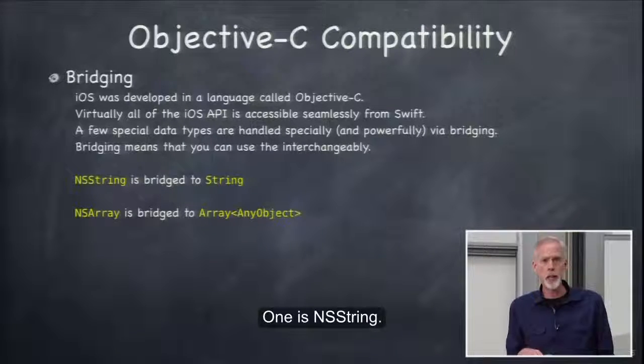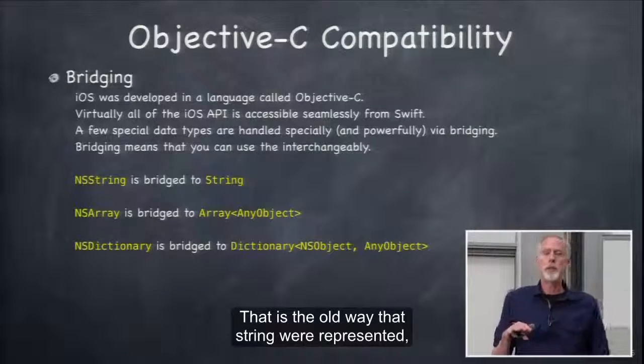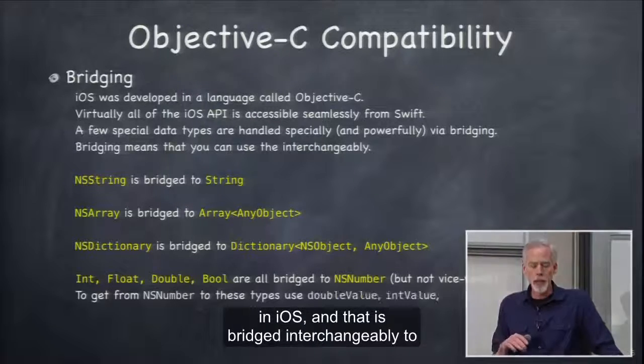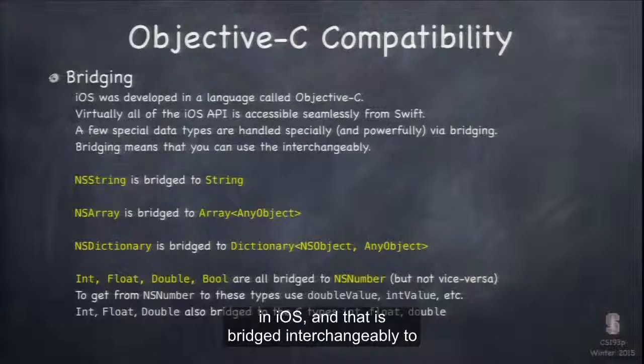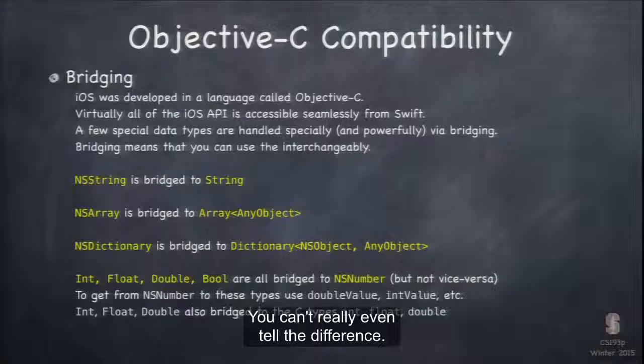One is NSString. That is the old way that strings were represented in iOS. And that is bridged interchangeably to Swift's string. You can't really even tell the difference.